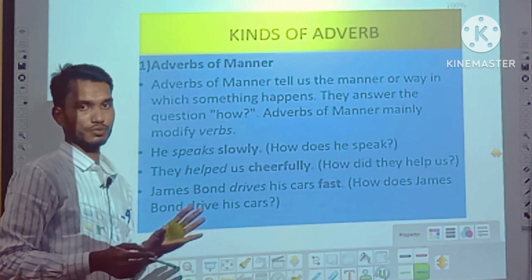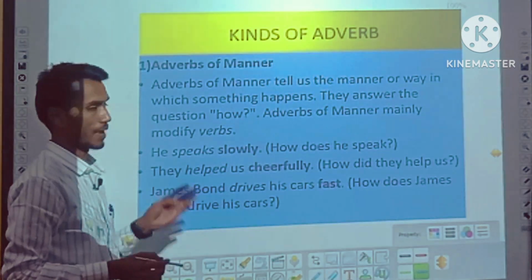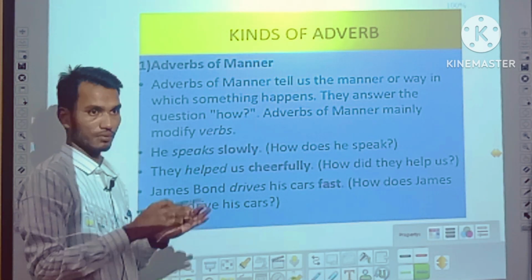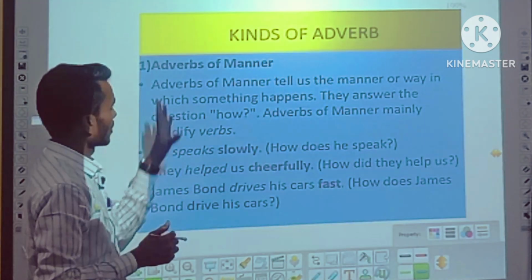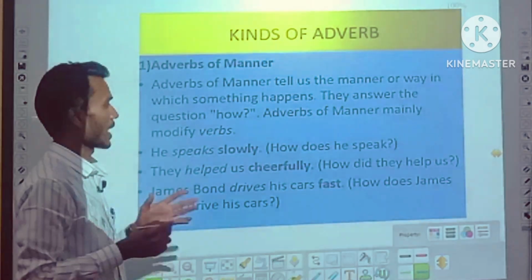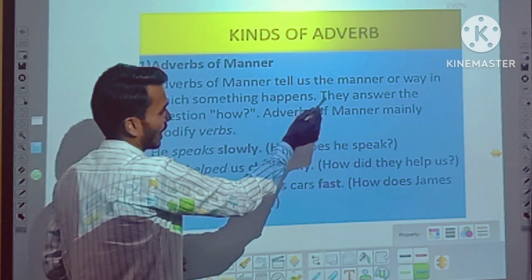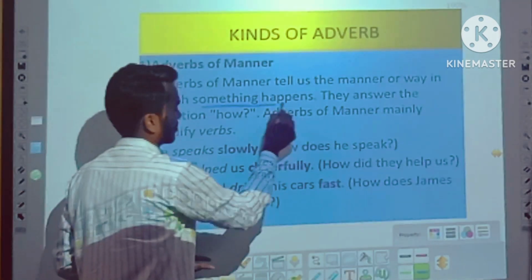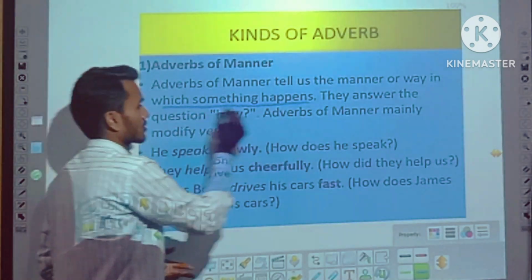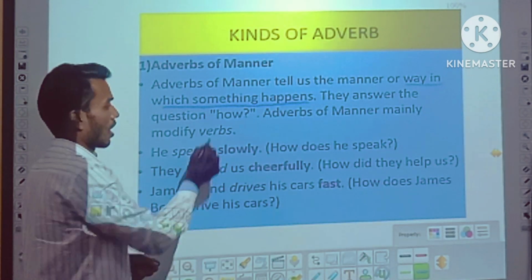There are four types of adverbs we have. What are those? Adverb of manner, adverb of degree, adverb of time, and adverb of place. Now we will look at adverb of manner. Adverb of manner tells us the manner or way in which something happens. They answer the question how.